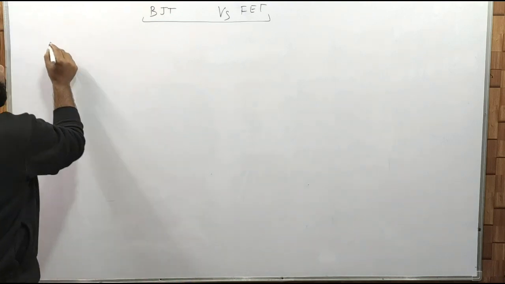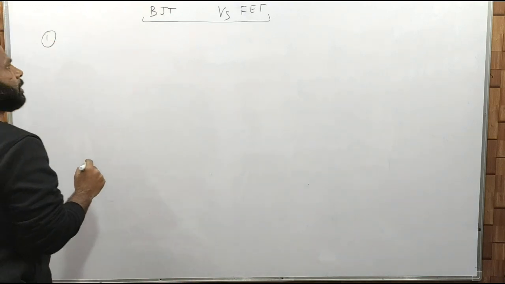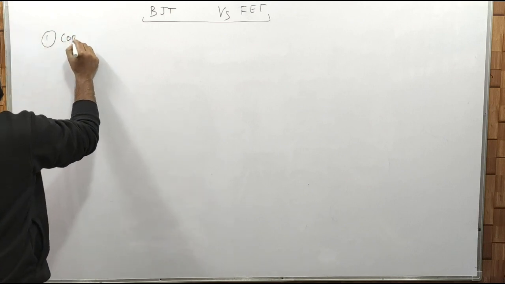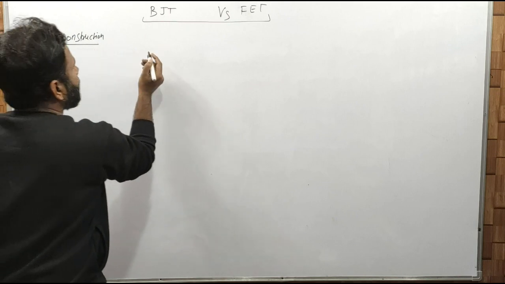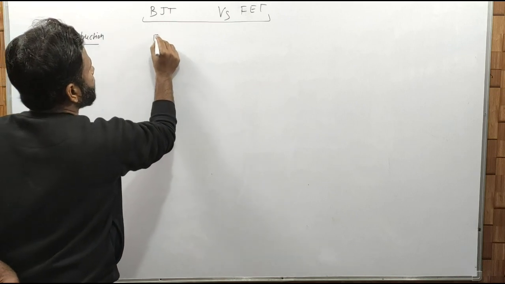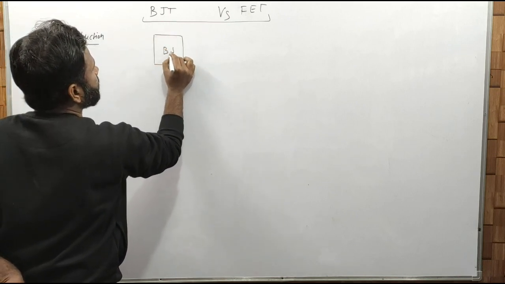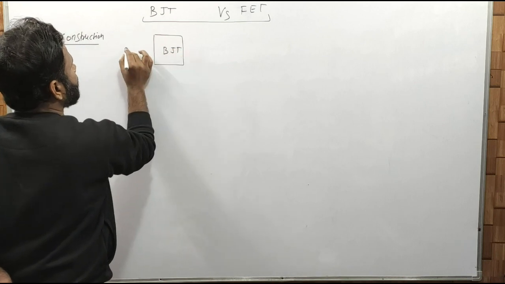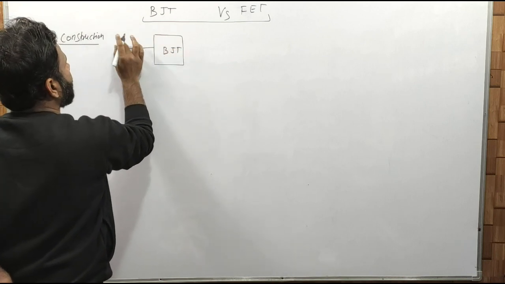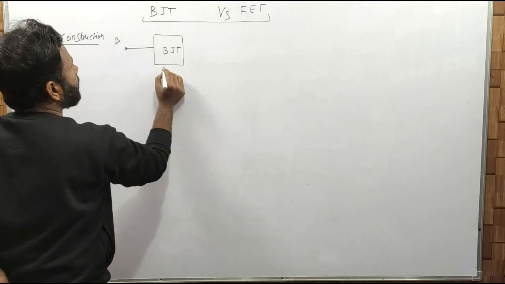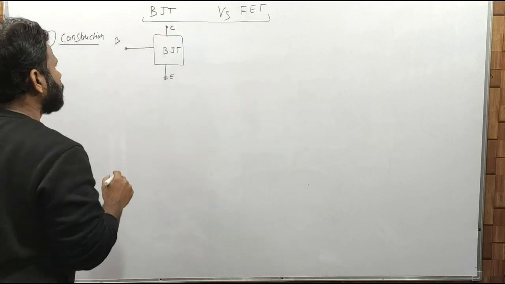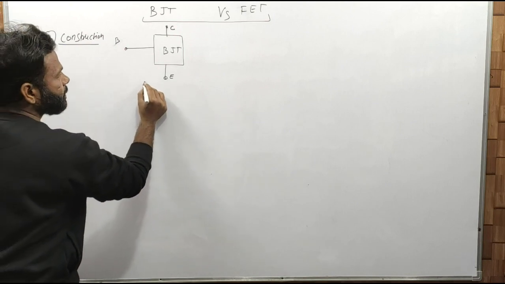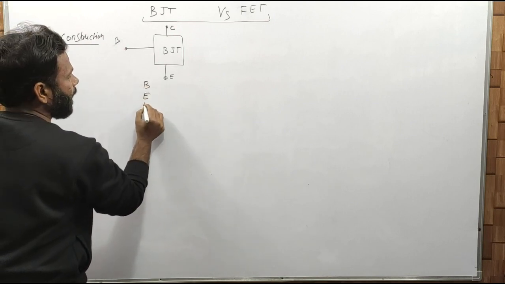So first point देखते हैं। फर्स्ट पॉइंट अगर मैं बात करता हूं, कंस्ट्रक्शन से स्टार्ट करते हैं, कंस्ट्रक्शन या एलिमेंट से। तो अगर मैं कंस्ट्रक्शन की बात करूं, हियर वी आर हैविंग द BJT is known as a three terminal device. First one is base, then we have emitter, and then we have collector.